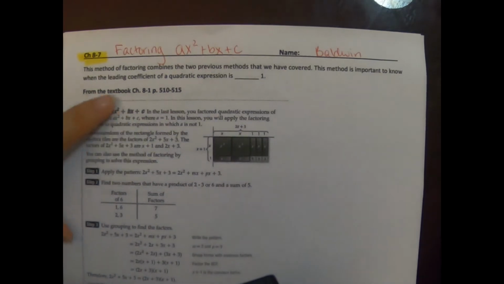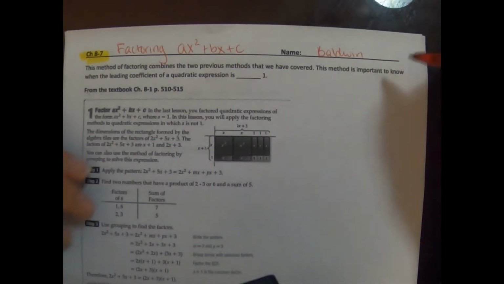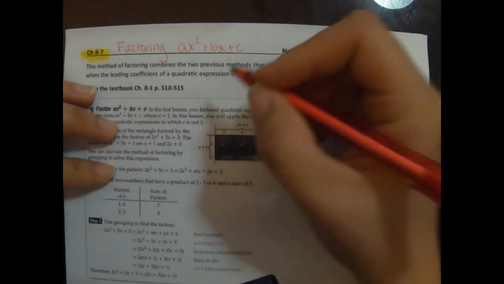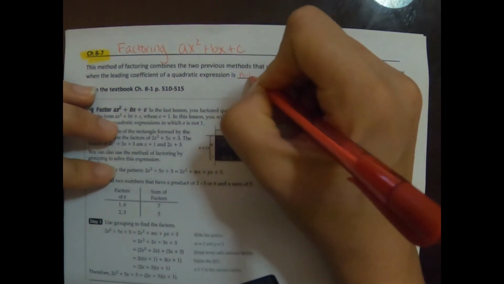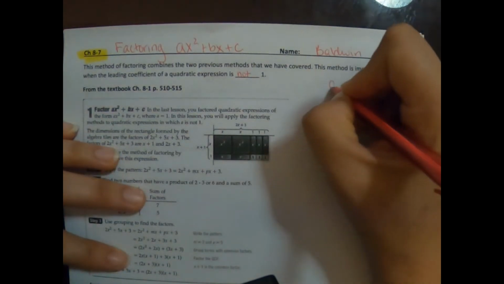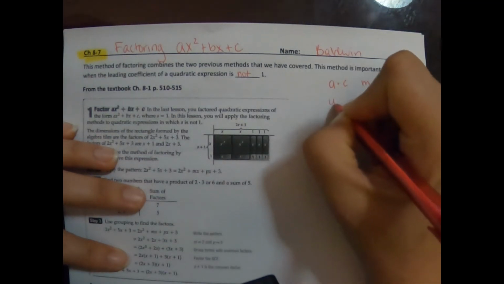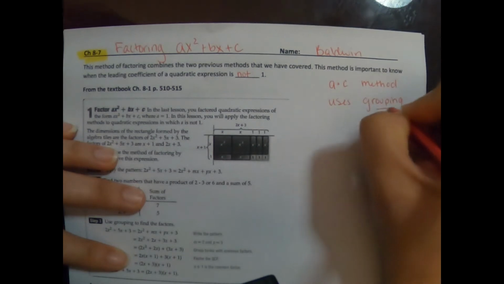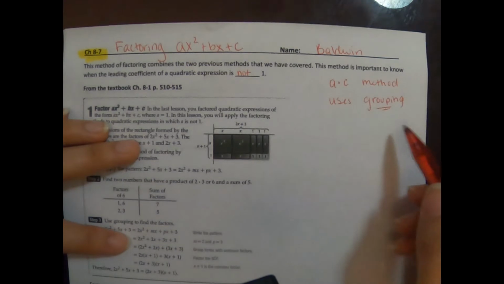So, this method of factoring combines two previous methods that we have covered. This method is important to know when the leading coefficient of a quadratic expression is not 1. So, I call this the A times C method. And it uses grouping, which is what we covered last week. So hopefully you did well on that. Let me show you some examples.